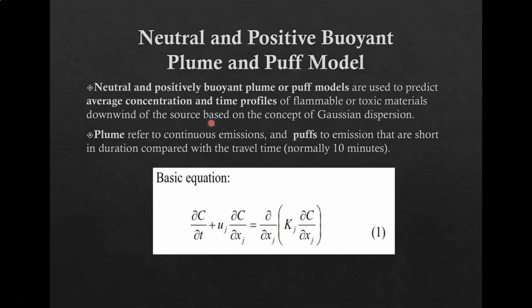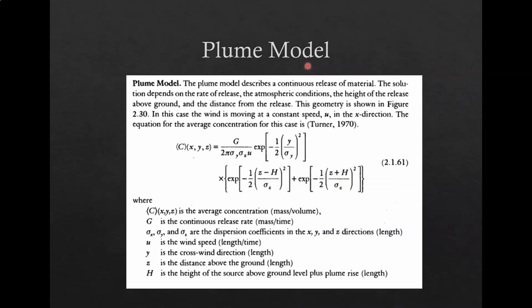Alright. Okay, so neutral and positive buoyant Plume and Puff model. Back to the basic equation. This is our basic equation. We will look at how we can derive this basic equation into the one that will relate to the Plume and Puff model.